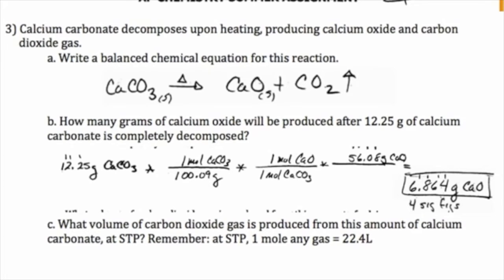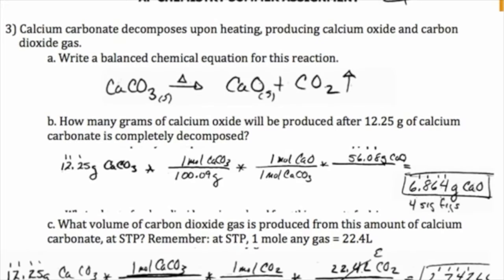What volume of carbon dioxide gas is produced from this amount of calcium carbonate at STP? Remember, at STP, 1 mole of any gas has a volume of 22.4 liters. Once again, starting with 12.25 grams of calcium carbonate, find a set of equalities which can be used as conversion factors to arrive at your final answer. The correct answer for this one, rounded to 4 sig figs, should be 2.742 liters of carbon dioxide.